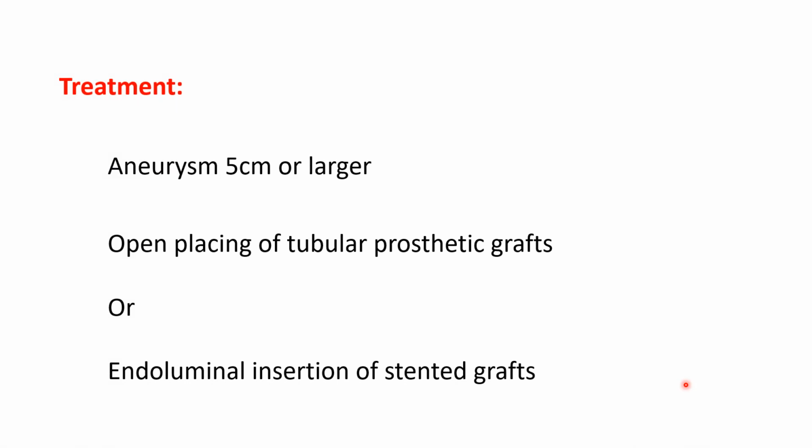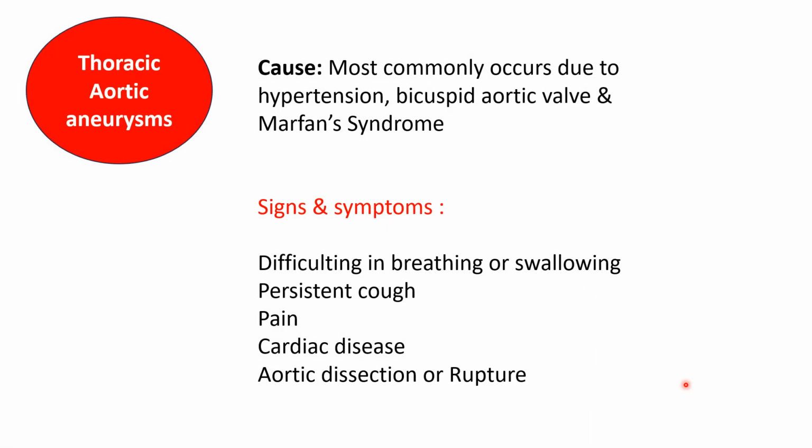As the chance of rupture for aneurysms which are 5 cm or larger is higher, they require surgical treatment. So surgical treatment can be open placement of tubular prosthetic grafts or endoluminal insertion of stented grafts. So that was about abdominal aortic aneurysm.